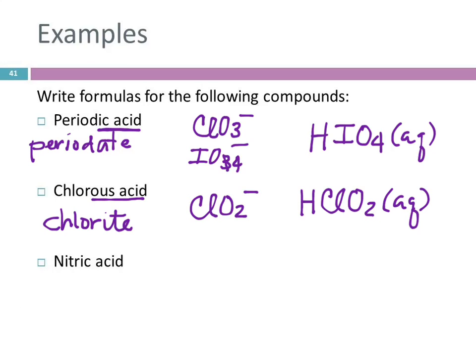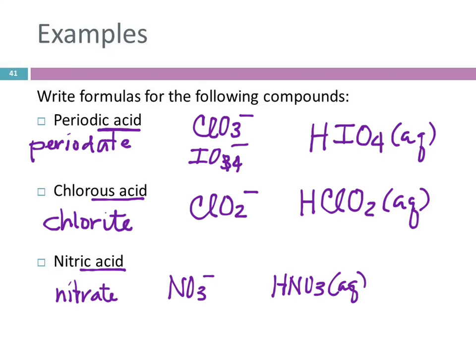Nitric acid. It becomes what? Becomes nitrate. Nitrate is NO3 minus. -1 again. I probably should have done one that wasn't -1. HNO3 aqueous. Nitric acid. Let's do one that isn't.